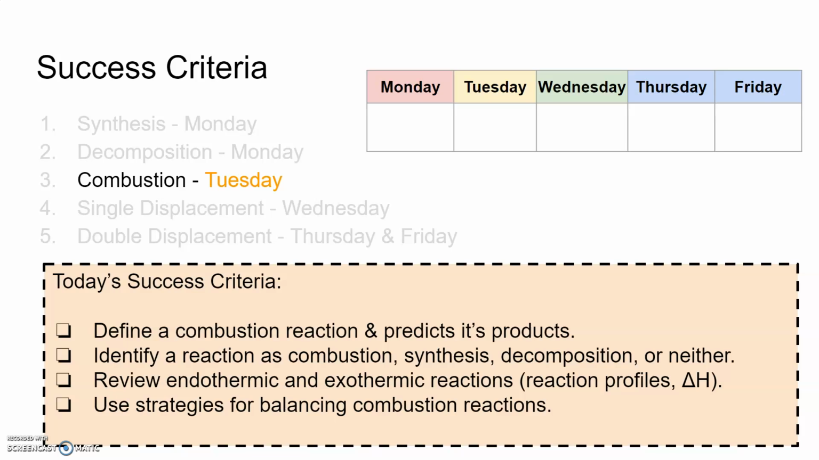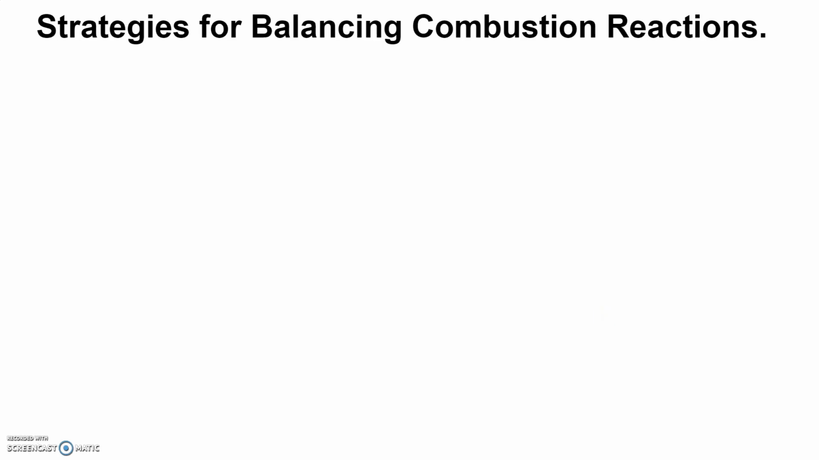For today, we have 5 items for our success criteria, and in Part 1, we covered the first 3. So in this video, we're going to learn the strategies for balancing combustion reactions. This has been divided into 2 parts. In this part, we'll go over the strategies, and then in part 2b, we'll do some practice problems to help you review the strategies. So let's start with our first strategy.